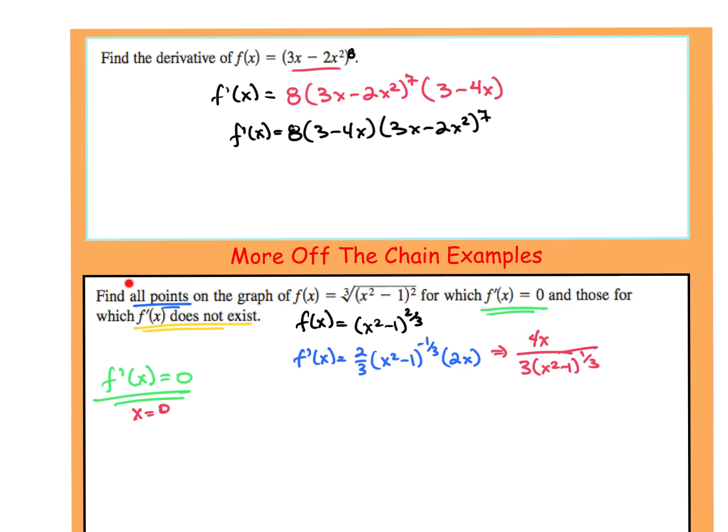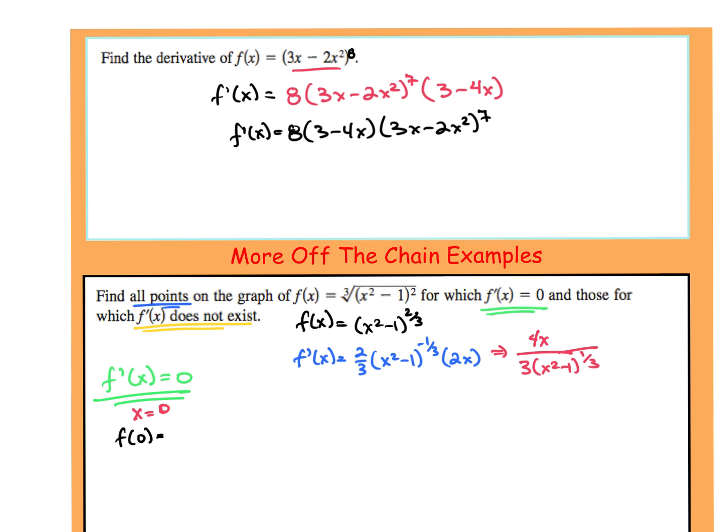However, it says find all what? Points. Well, how do I find a point? I need an x and a y. So how do I get my y? Putting that in. I substitute that into my original. And so we need to show that we're doing that, kind of like equations of a tangent line. They just show up out of nowhere.